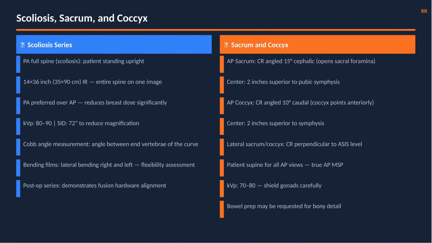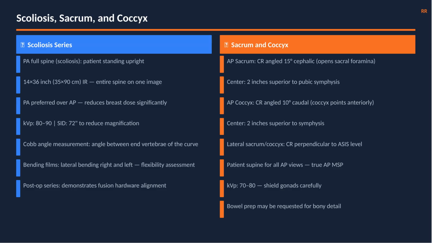Scoliosis full spine series. Patient standing upright. IR, 14 by 36 inches, 35 by 90 centimeters. Entire spine on one image. PA projection, not AP. The PA is preferred because it places the breast tissue on the exit side of the beam, dramatically reducing breast dose.